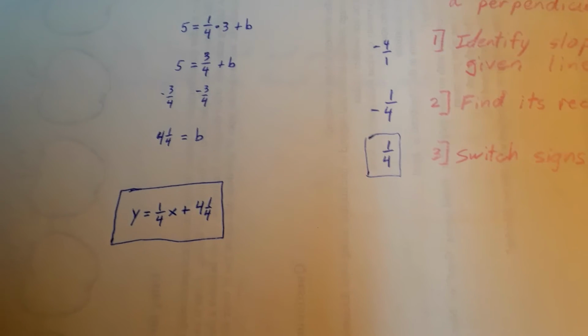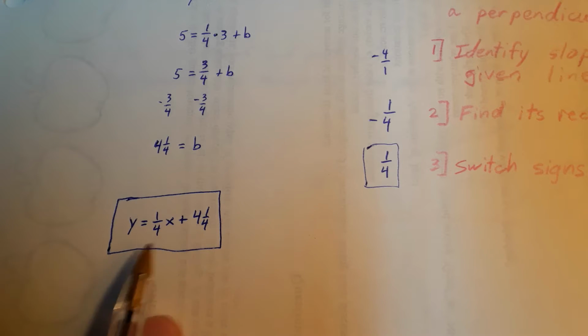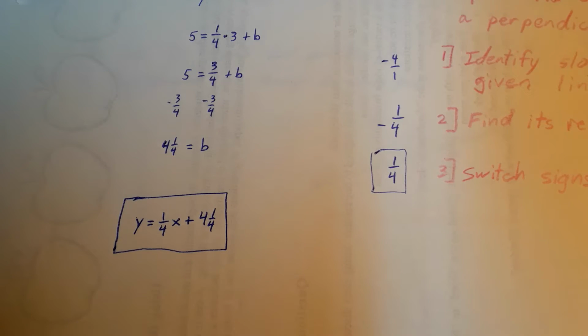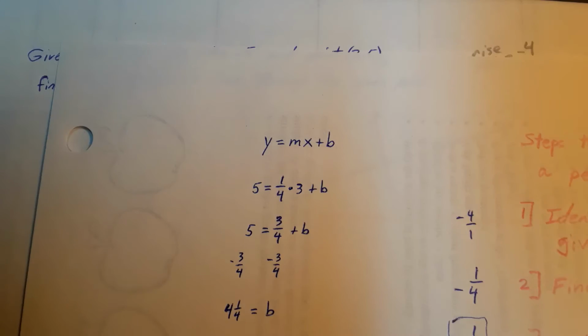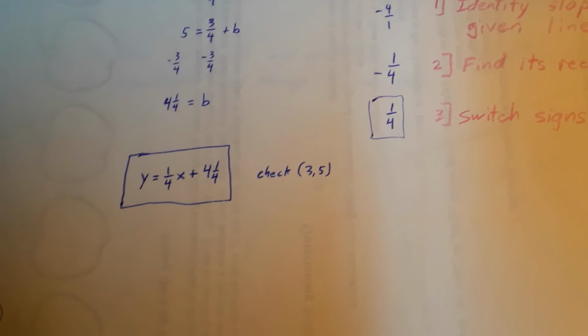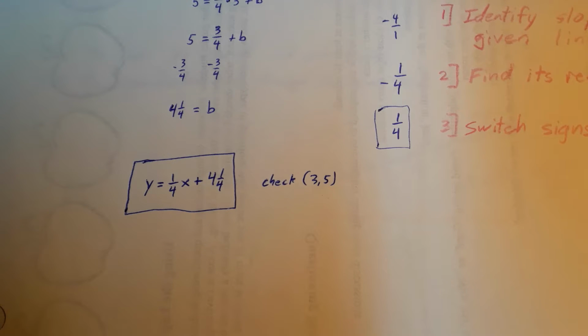Now, one thing we can do to check to make sure that this does indeed run through the point is we could substitute that point into here and see if that point does in fact make this a true statement. So let's do that as a way of checking. So we're going to check the point 3,5. This is one way you as a student can check your work to make sure that you're on the right track, and you don't have to rely on an answer key or asking others for help on this.